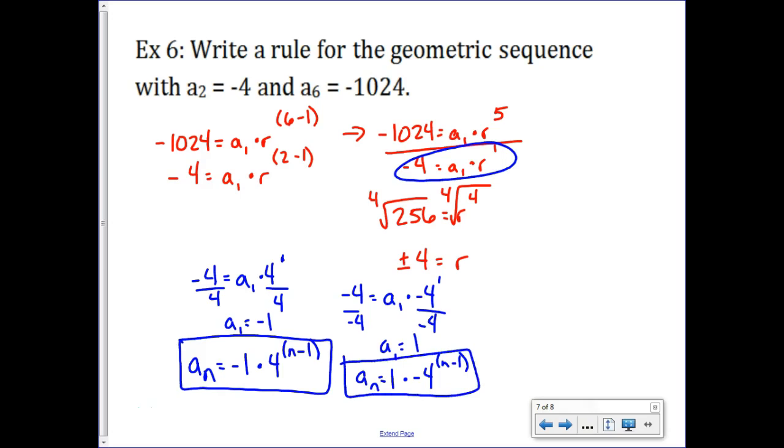And the reason we have this case is because we have even terms here. So we don't know what's happening in the odd terms. We don't know whether it's switching back and forth from positive to negative, which would make our ratio negative 4, or if it's staying negative the entire time, which makes our first term just that negative 1. On a test or a quiz, there probably will not be this ambiguous case. You'll have an odd and an even. You'll know what's happening there.